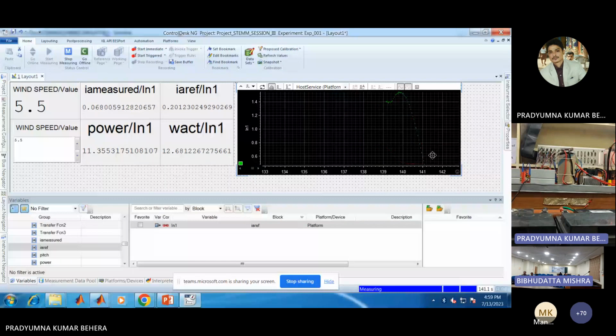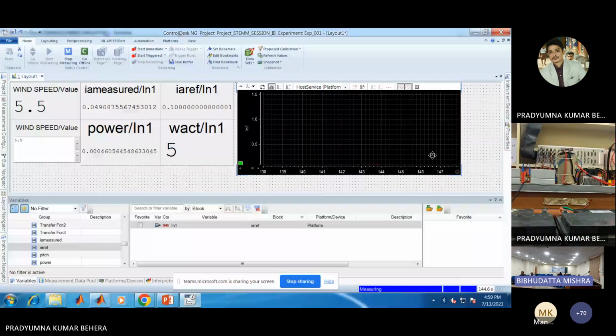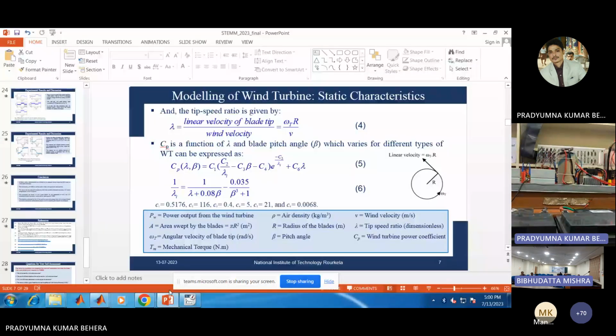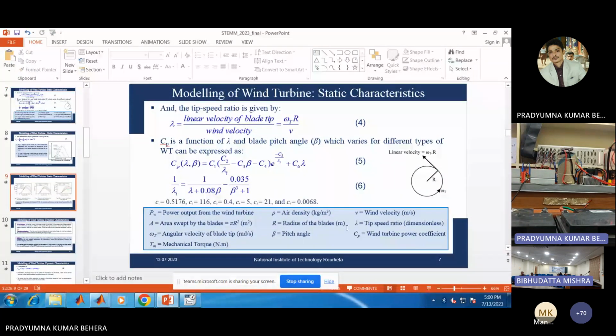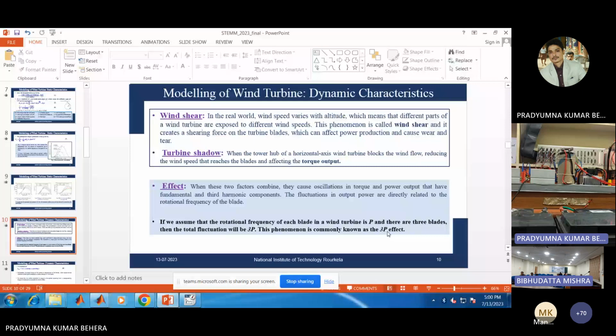Now I have stopped the machine. Now after this, I am going to explain the experimental result section which we have left earlier.